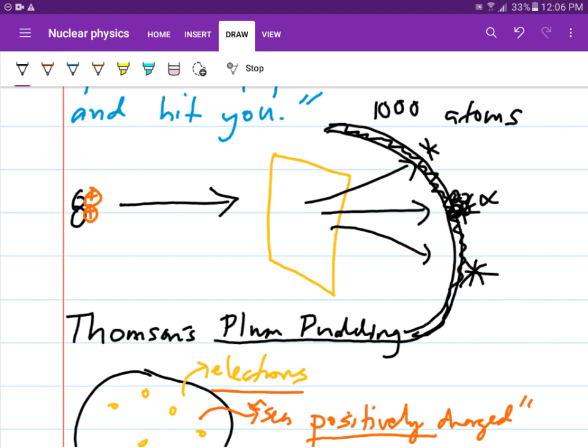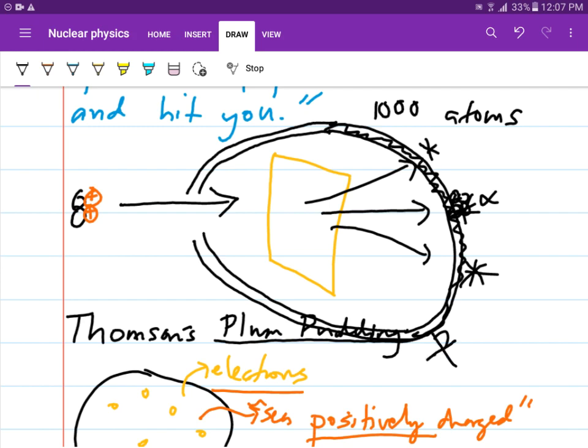But he extended his idea. He was a bit curious. What if I also want to know if there are some particles that could be deflected back? So he was thinking out of the box. What if Thomson's plum pudding was wrong? So he conducted an experiment again, and he got what he wanted.